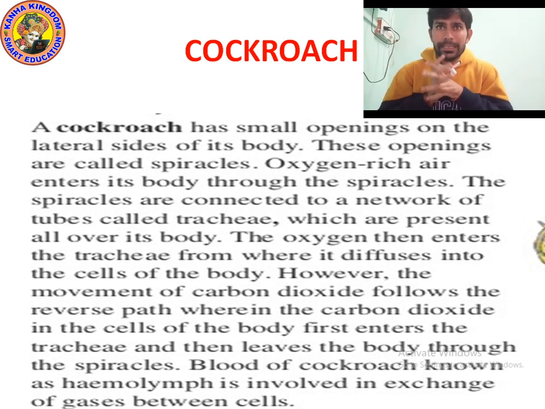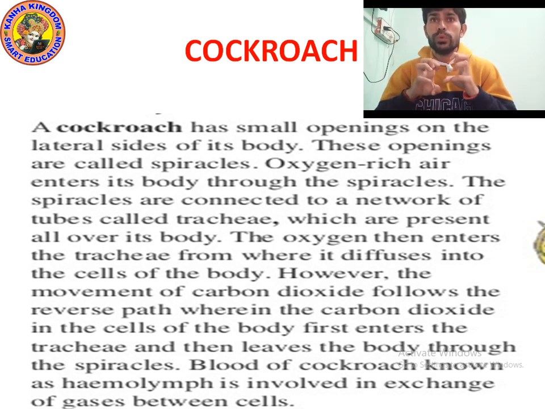So oxygen rich air easily enters into the body through the spiracles. And these spiracles are actually connected to tracheae. Trachea is actually a network of tubes. In us, we have a single trachea which divides in the lungs into many bronchioles.